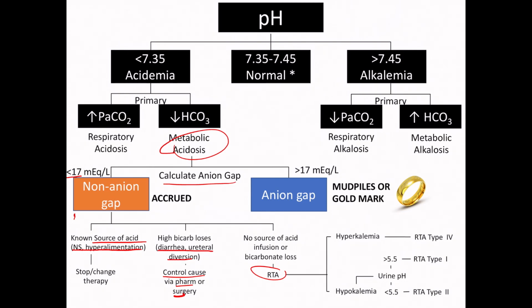If hyperkalemia is present, then it's type 4. If there's hypokalemia, you can just look at the urine pH. If it's high, that's renal tubular acidosis type 1. If it's low, it's type 2.